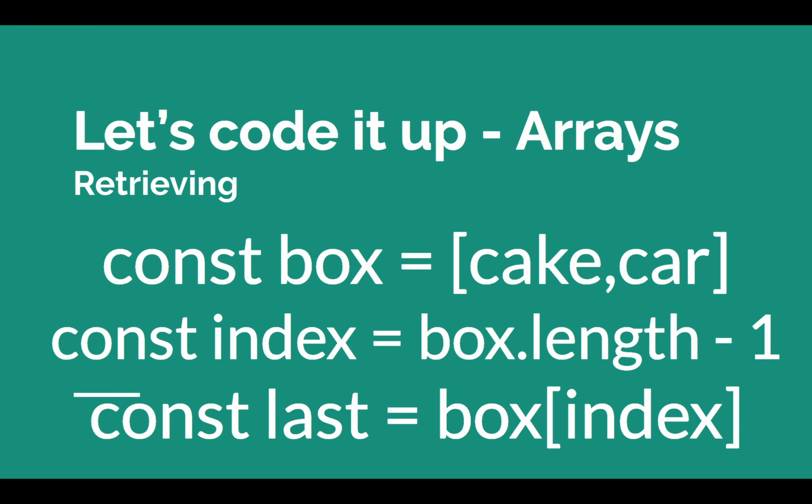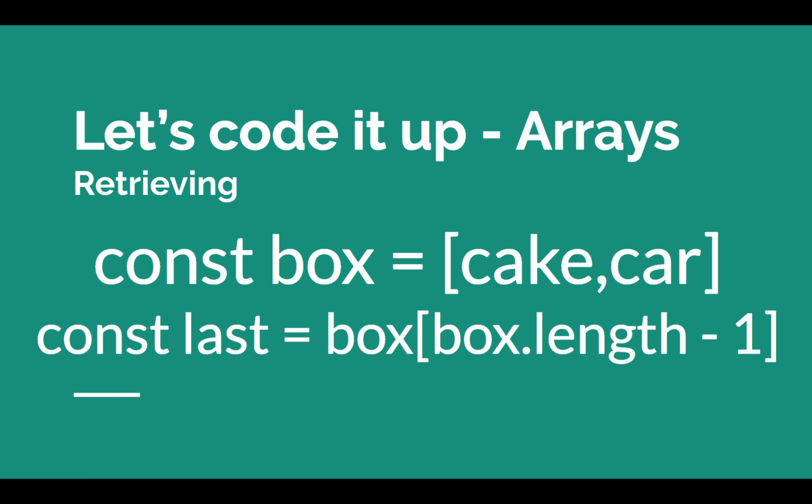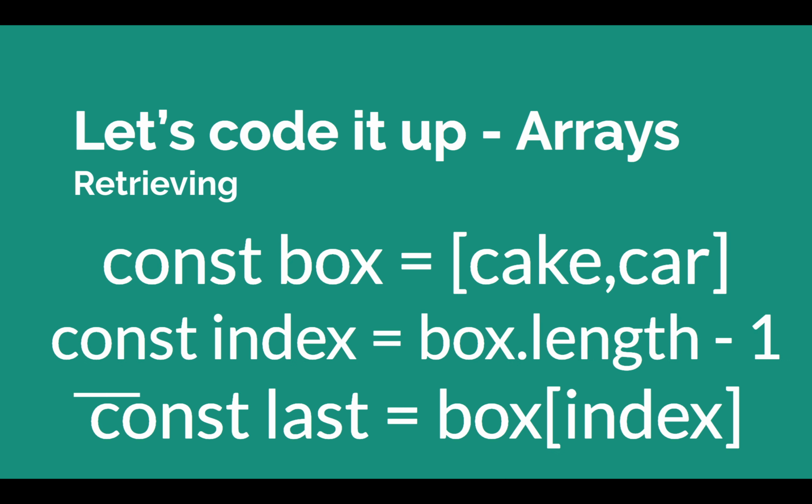And then what we can do is put the index inside of the square brackets on box. And so what this will do is, because index is the length of box minus 1, when you do box square brackets index, it basically gets you the last element. We could write this all in one line, like so. You can write box square brackets box.length minus 1, but I like being tidy.